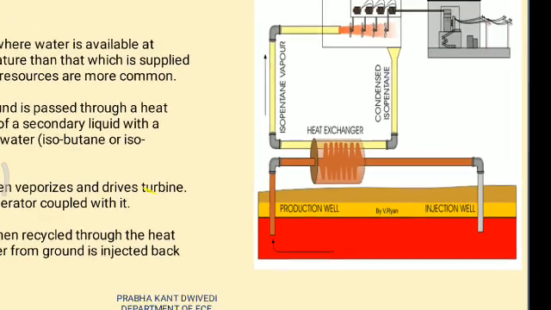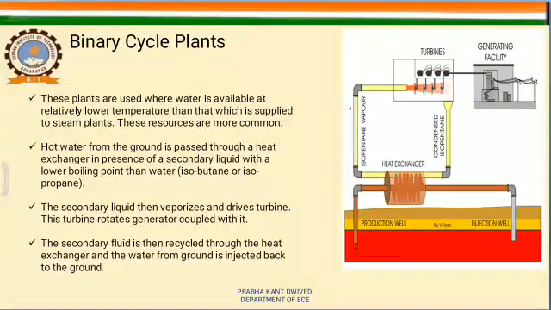The remaining is simple. The vapor then runs the turbine and returns back to the heat exchanger, so that the same liquid can be used again and again in this system. The secondary fluid is recycled through the heat exchanger, and the water from the ground is injected back into the ground. Coming to the advantages of geothermal power plants.